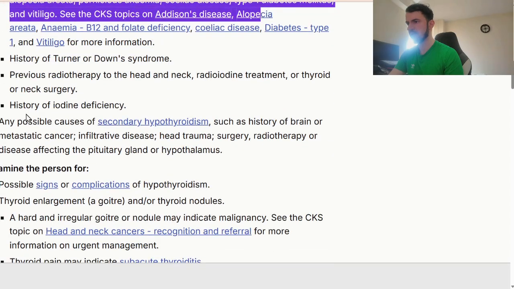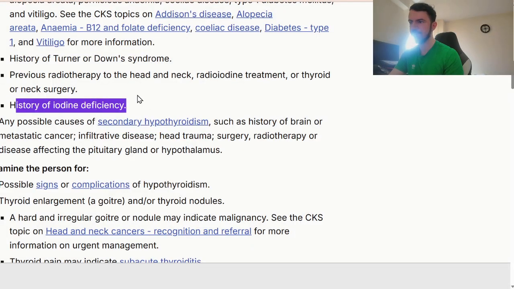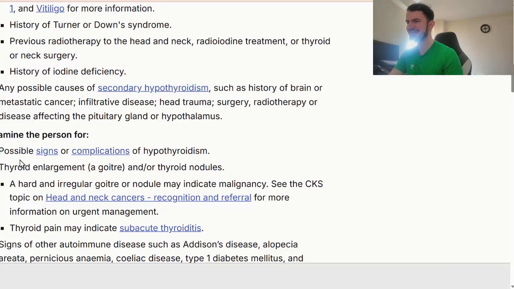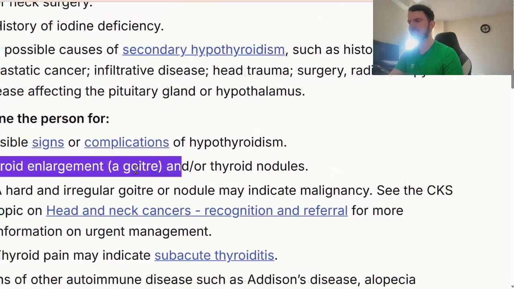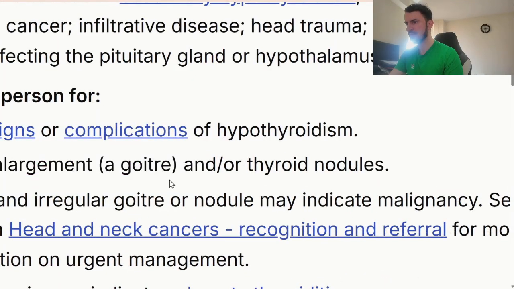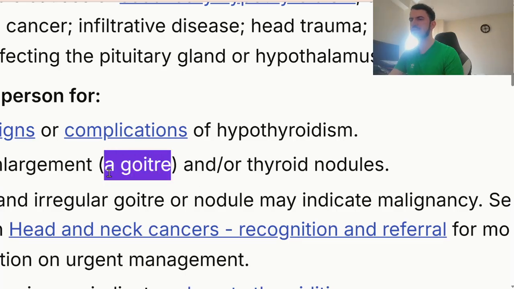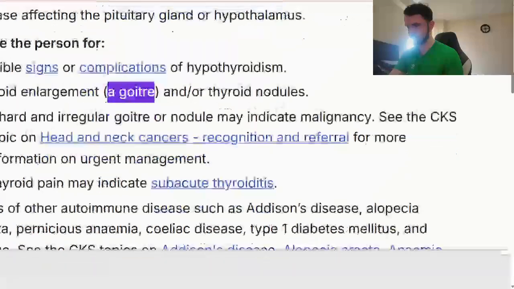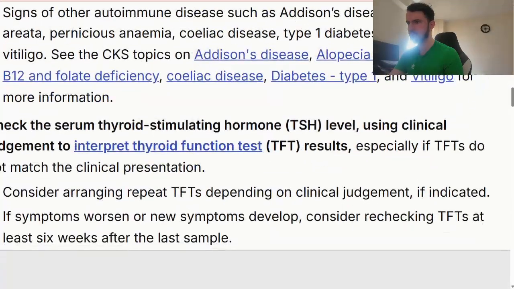Iodine deficiency, obviously, that's very, very important. Examine the person for any goiter. Sometimes in the GPhC exam, you'll see goiter, but they won't necessarily ask you anything about it. It's a phrase that you may see. Goiter is simply thyroid enlargement. Very, very crucial.